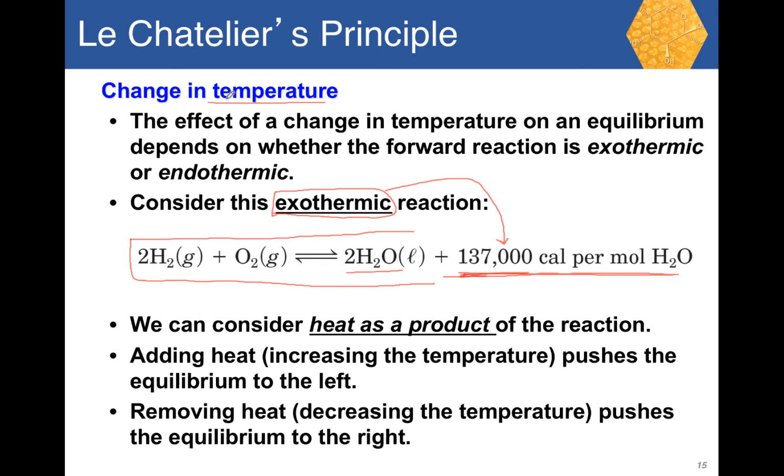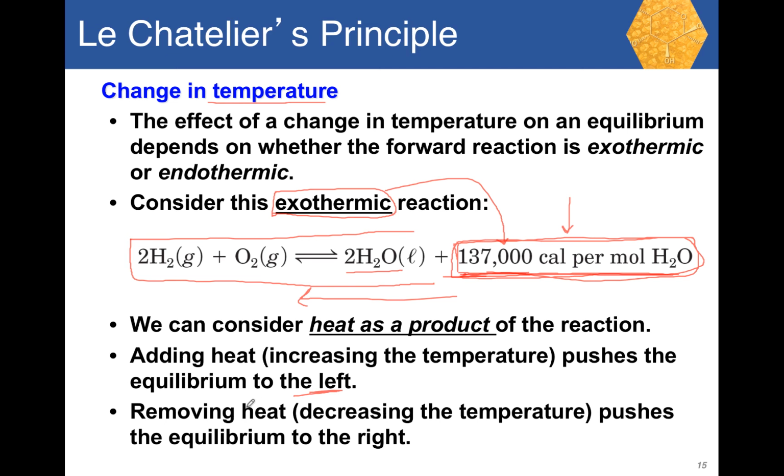So what is the effect of changing the temperature? If you should increase the temperature here, since this heat is a part of the product, or can be considered a part of the product, the reaction will shift to the left. So by adding heat, increasing the temperature, it pushes the reaction to the left.